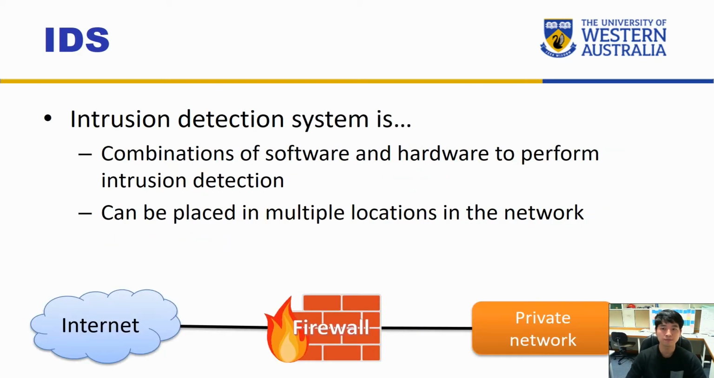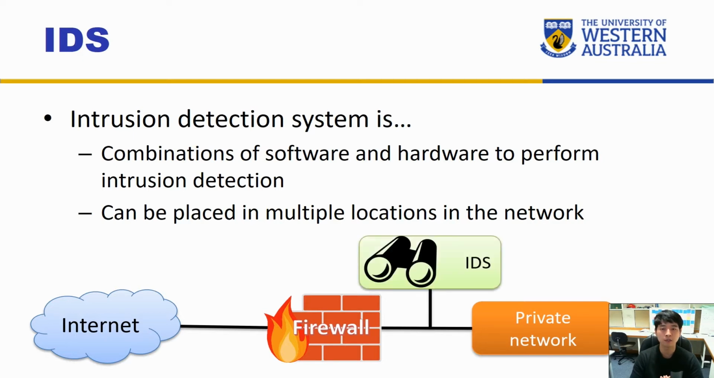Okay, so what intrusion detection systems do is basically a combination of software and hardware to perform intrusion detection. It can be placed in multiple locations in the network, but typically we want to place it just after the firewall. So anything that does get through the firewall, we'll be able to use our IDS to detect whether it is malicious or not, whether it's violating the CIA.